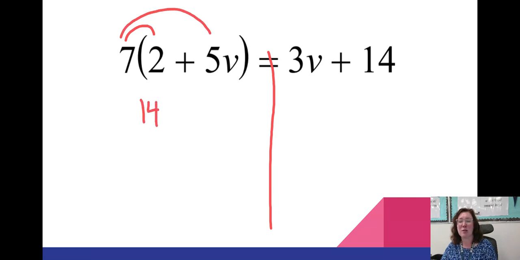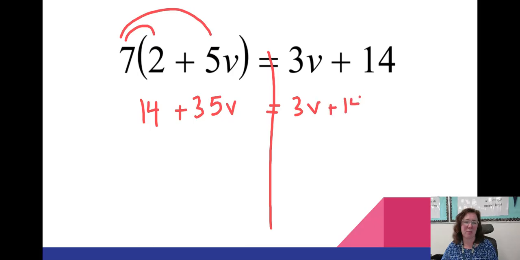And then 7 times a positive 5v is a positive 35v equals, and there's nothing to simplify here. There's a v on both sides. I don't like that. We're going to choose one to get rid of. 3 is smaller than 35, so I'm going to get rid of the 3. It's a positive 3. The opposite of a positive 3 is a minus 3.